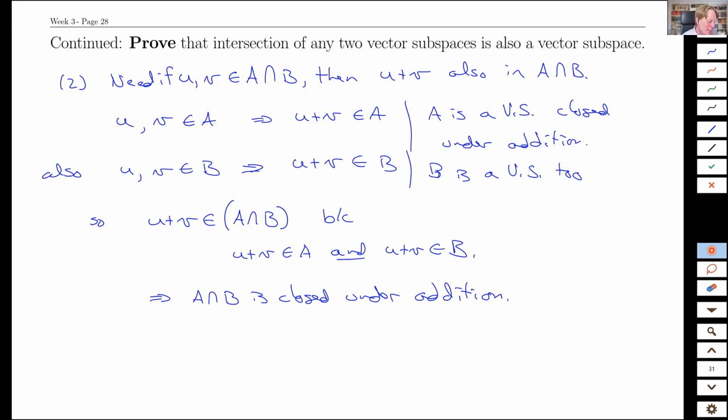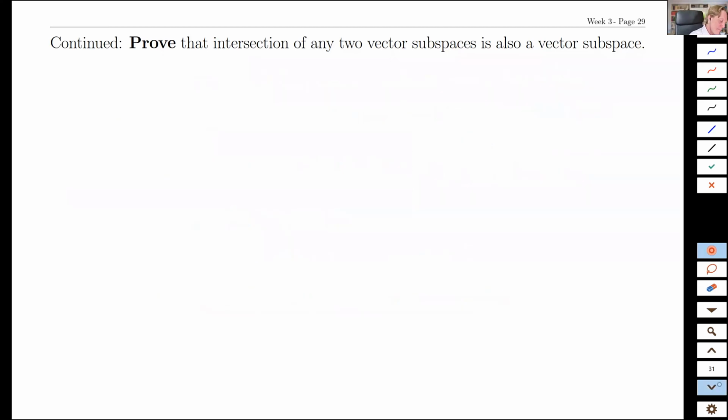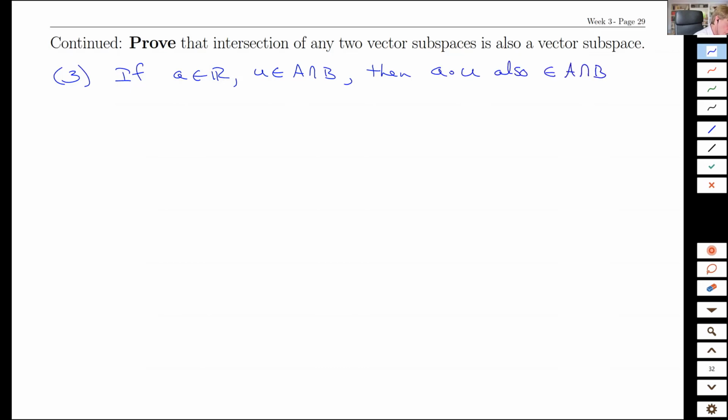Pause there for people to catch up, and then we'll take a look at the last part of it, which is, of course, exactly going to be the same kind of logic: that if we get an intersection, we're going to be closed under scalar multiplication. So 3: if, sorry, we need a real, so we need a in the reals, and u is an element of A intersection B, then a times u is also in A intersection B. And a proof for that.